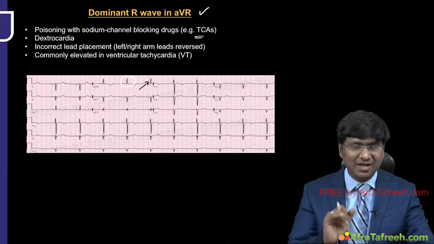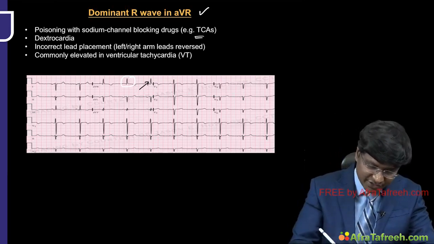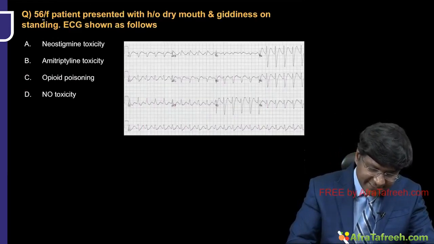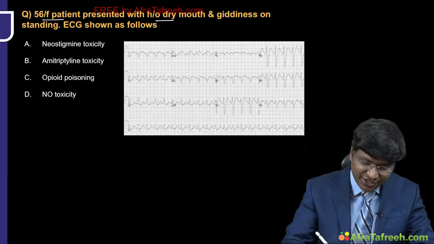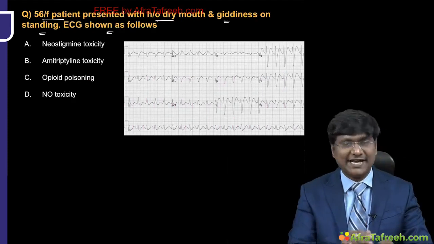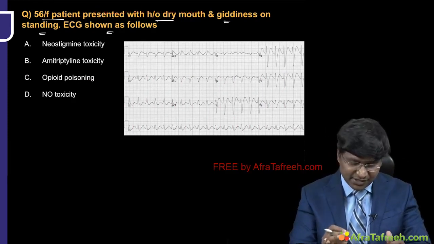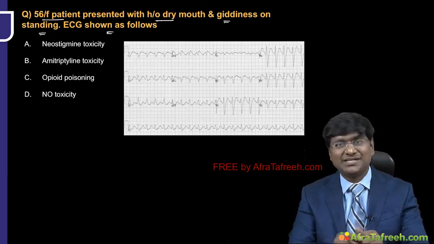Now let me show you all these clinical scenarios and the respective ECGs as well. So you see this question first. A 56-year-old female patient presented with history of dry mouth and giddiness on standing. ECG is as follows. The options are neostigmine toxicity, amitriptyline toxicity, opioid poisoning, nitric oxide toxicity.